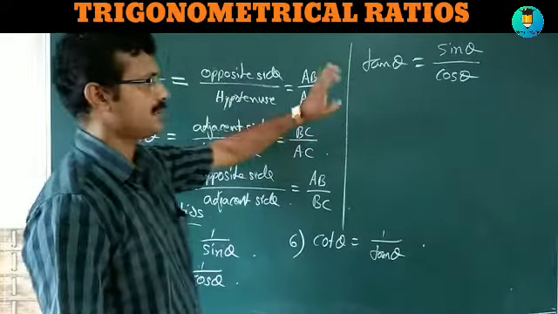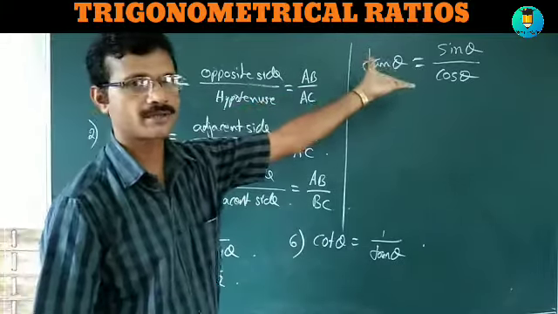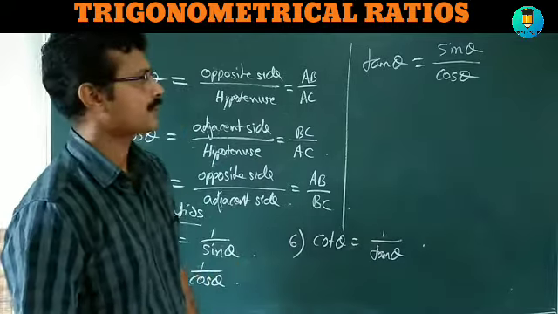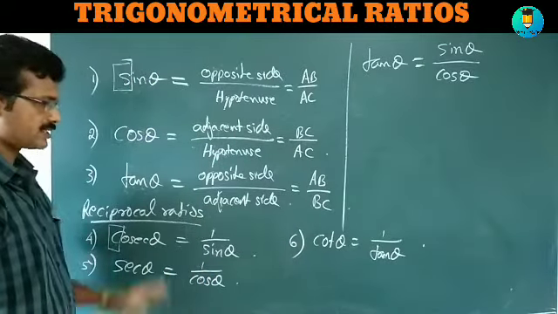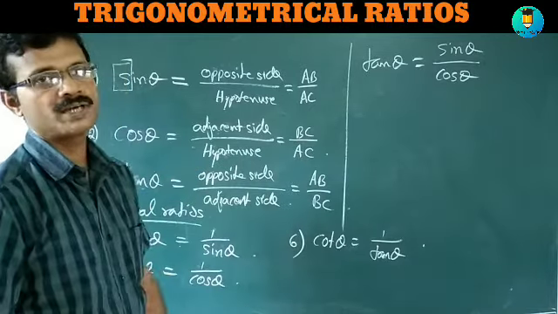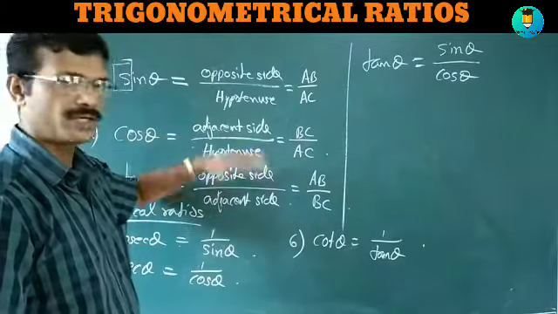We need this. And then naturally cot. What will be cot? It's a reciprocal, which means it will become cos by sin. So these relations we have to learn. Then only we will be able to do the sums from the exercise. So these are the basic things you need.